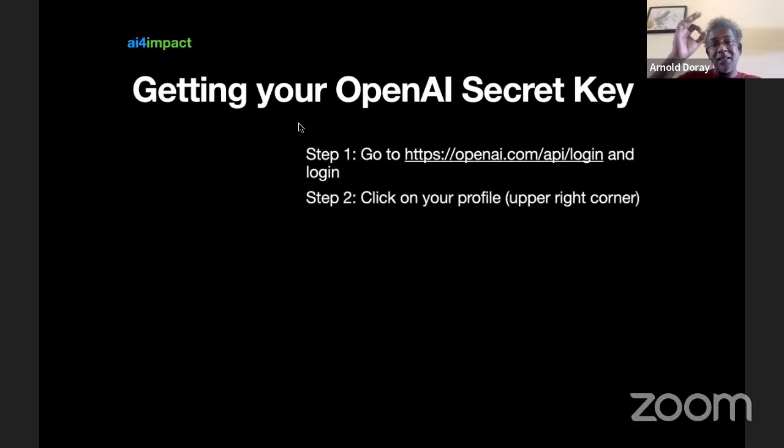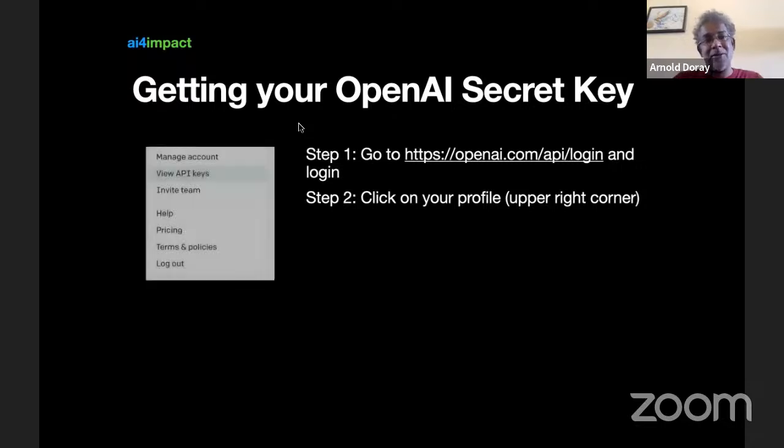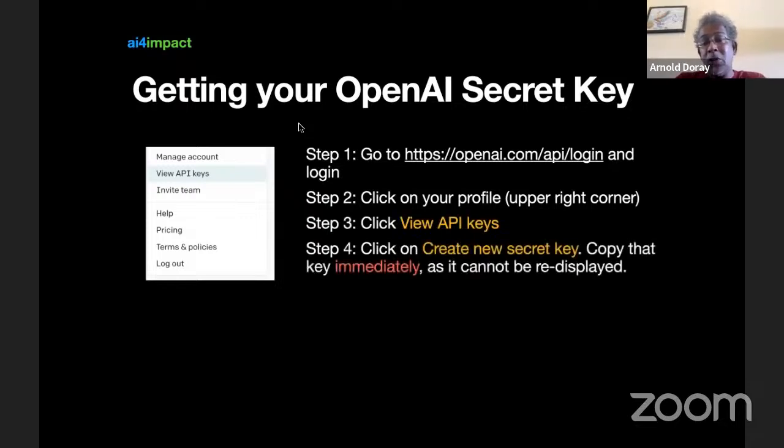Okay, the next step is to go up to the upper right hand. There's a little circle there. Click on that circle, and then you'll get a drop down. Okay, and on that drop down, the second item, and now they could change it, of course, over time, but at least for now, the second item is called View API Keys. So you want to click on that second item. Okay, so click on View API Keys. You will be brought to a huge page called View API Keys.